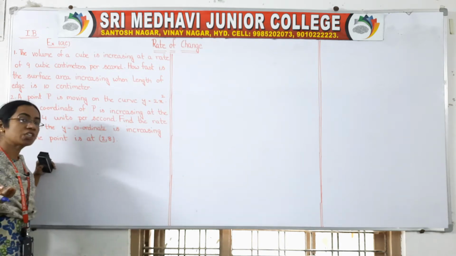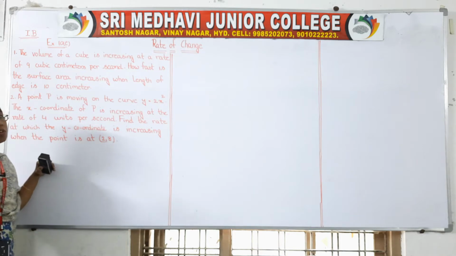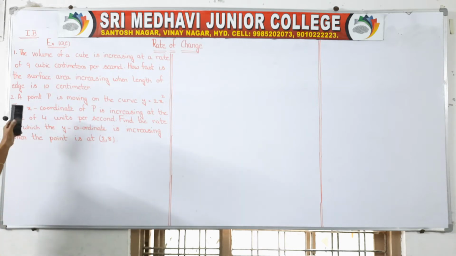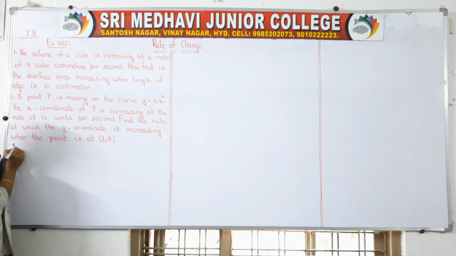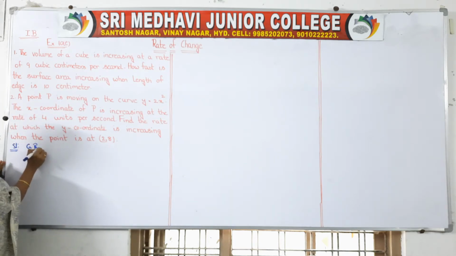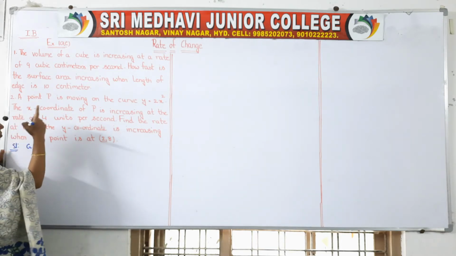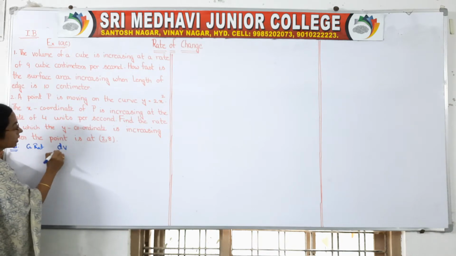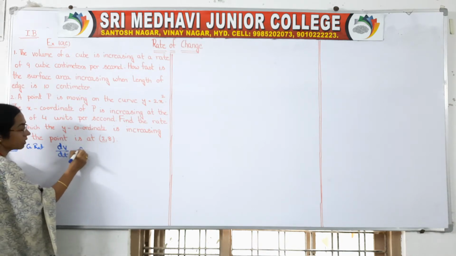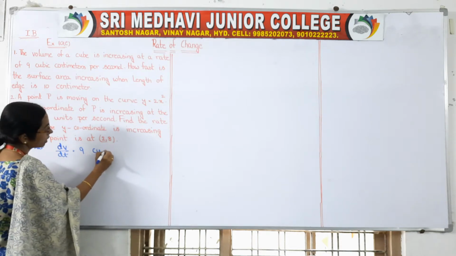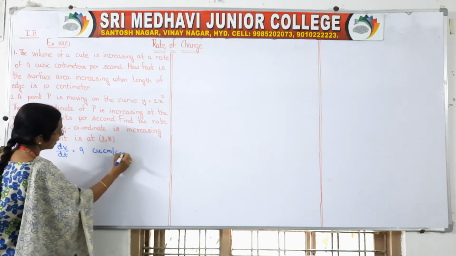So the rate of change of volume is given to you. We have to find the rate of change of surface area when the edge is 10 centimeters. First, write down the given information. Given that the volume of the cube is increasing at the rate of 9 cubic centimeters per second. That means dV by dt is equal to 9 cubic centimeters per second.